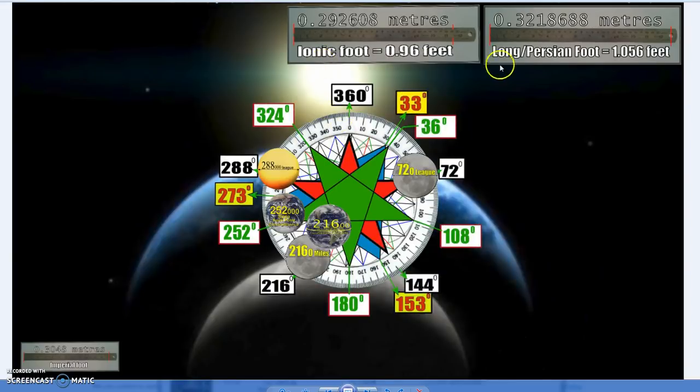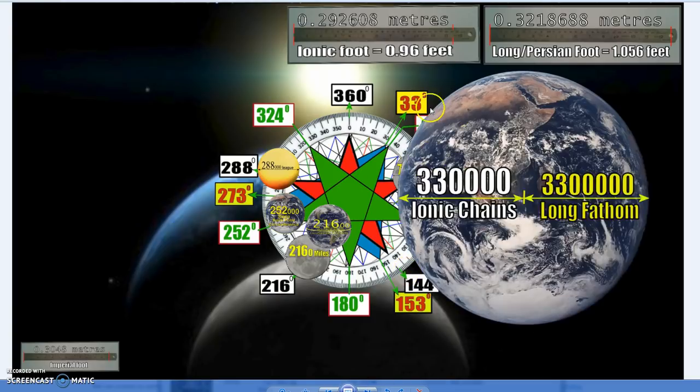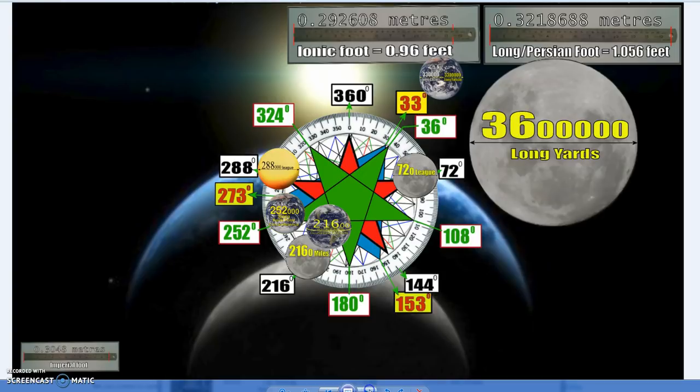Now, the Ionic and the Persian foot, how do they blend? Well, that's nice because 33 on the Ionic scale, one chain is 66 feet or 4 rods, and on the long scale, the long foot, 33. Again, the defining nice connections there between the Earth, but it goes on. So on long yards, 36 or 360, but let's just do the 36.